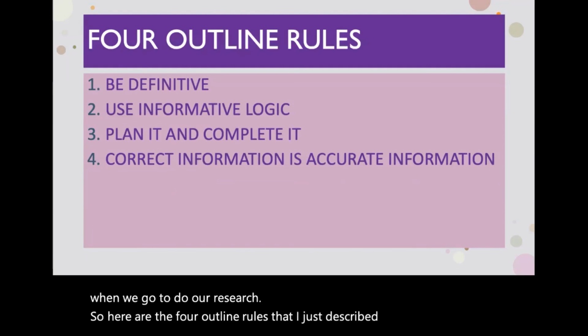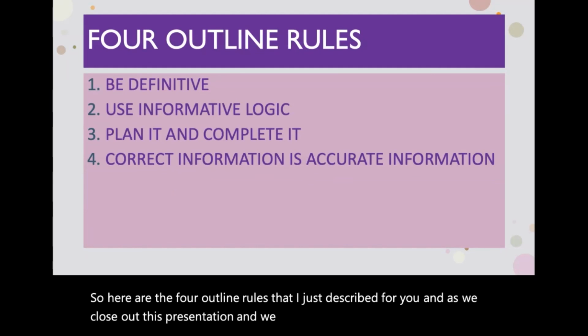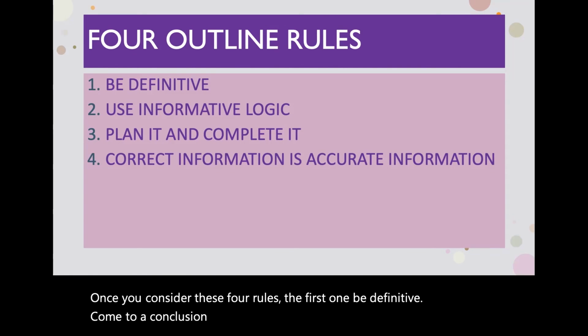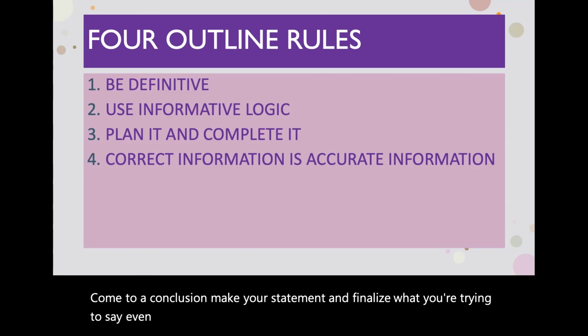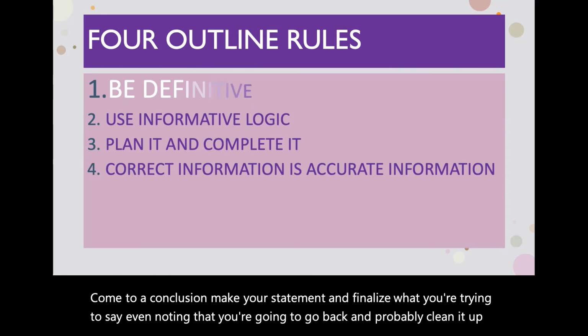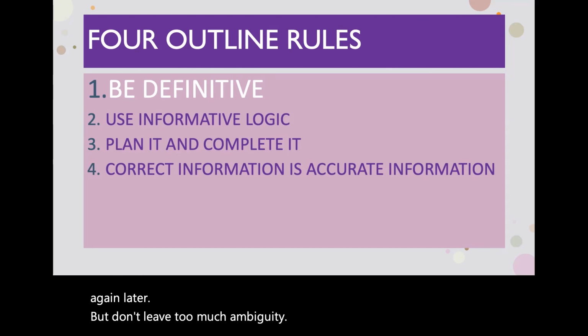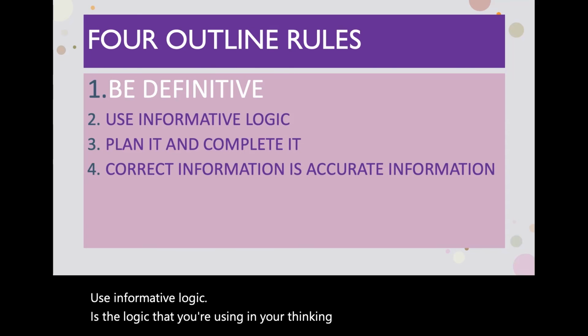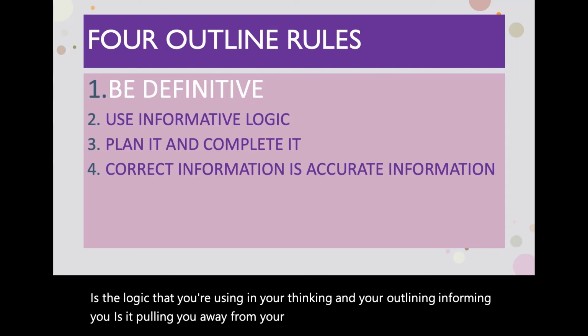And as we close out this presentation and summarize, once you consider these four rules, the first one, be definitive. Come to a conclusion, make your statement, and finalize what you're trying to say, even noting that you're going to go back and probably clean it up again later. But don't leave too much ambiguity. Two, use informative logic. Is the logic that you're using in your thinking and your outlining informing you, or is it pulling you away from your thesis statement? So make sure it's informative and it's logical.